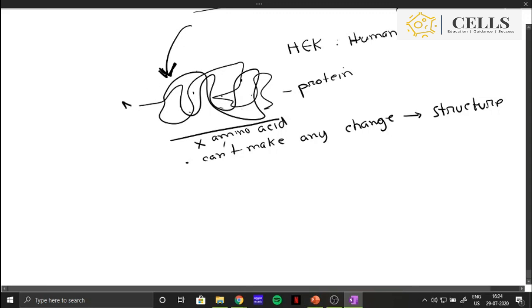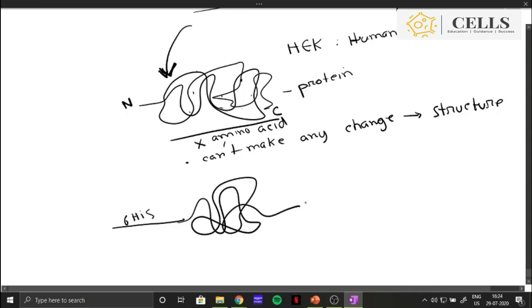What you can do is, you have an N-terminal site and a C-terminal site. Of every protein you have an N-terminal and C-terminal site. Suppose you add 6-histidine in front of your N-terminal site.